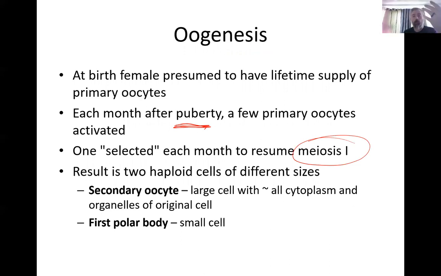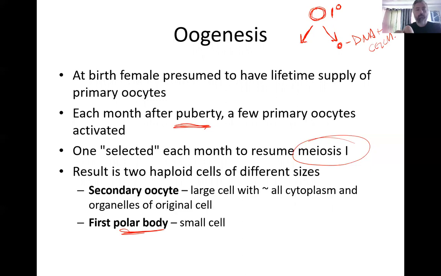And so we're going to start by going from our primary oocyte. We're going to divide into two cells. One cell is basically just DNA and a cell membrane. Okay, and this is the polar body.